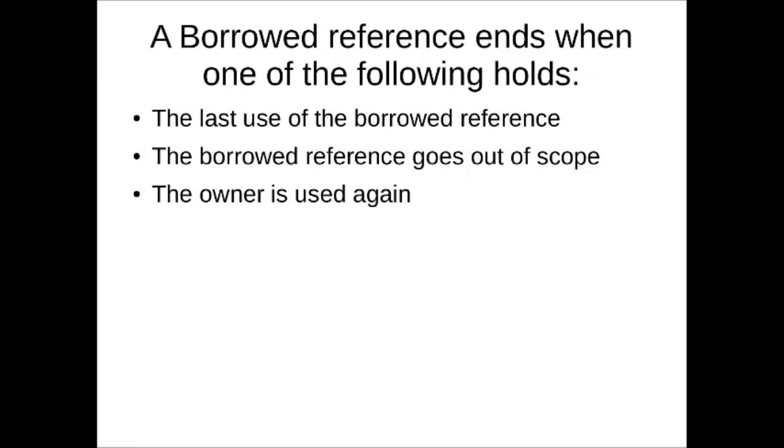We need to have a rule for when a borrowed reference ends, and it ends when one of the following holds. The last use of the borrowed reference, i.e. it isn't used anymore. The borrowed reference goes out of scope, or the owner is used again, and as we saw in the previous example, when the owner is used again, it invalidates all the borrowed references. The first of these that occurs ends the borrowed reference.